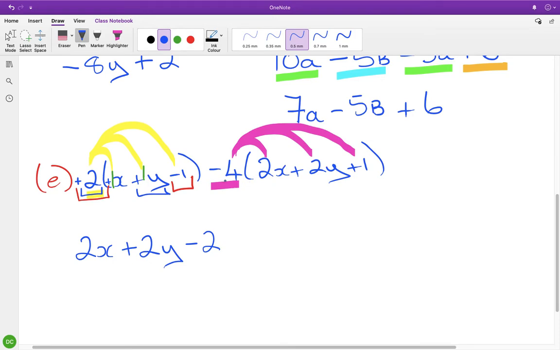Okay, so we start with the minus 4 and the 2. So there's a plus here. Signs are different, so minus. 4 times 2 is 8. We've no letter here, we've an x here, so just x.